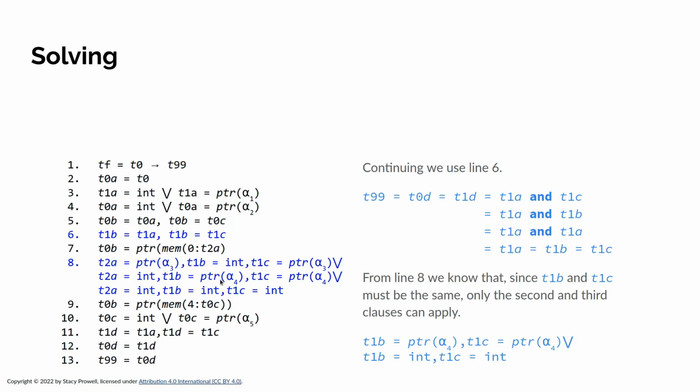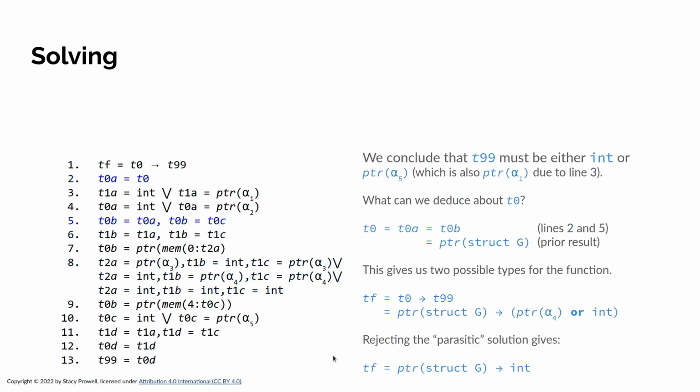Again, we're constraining but not determining. And so there we have it. We can either have this or we can have this. So here's our little rule for T1B. We conclude that T99 has to be either an integer or a pointer. Of course, we've seen the code. We know what the answer is, right? We know it's an integer, but we don't know that from just looking at this. And so it could be a pointer.